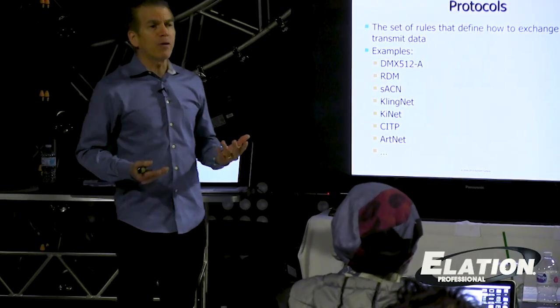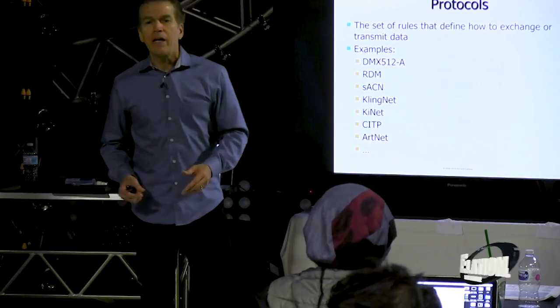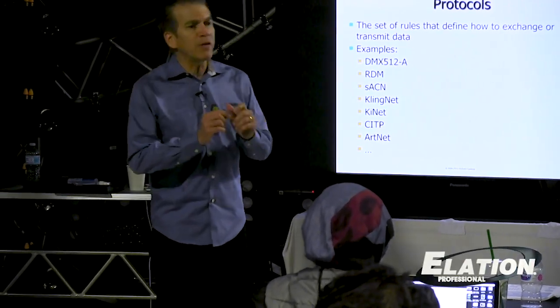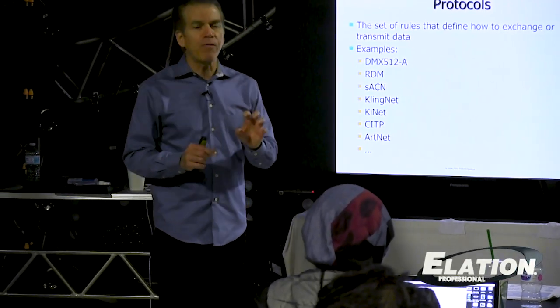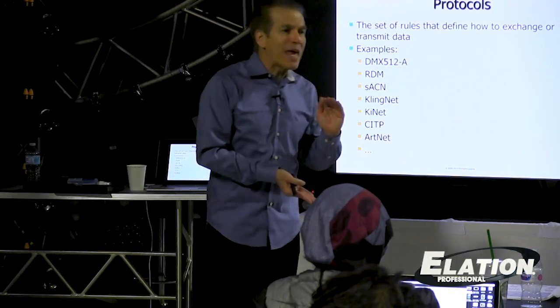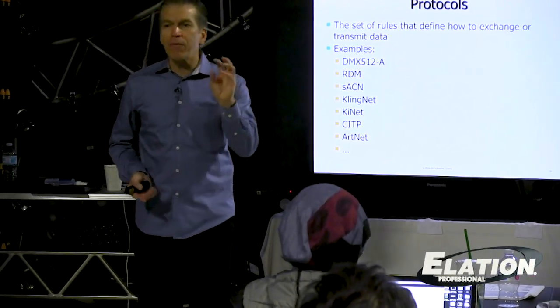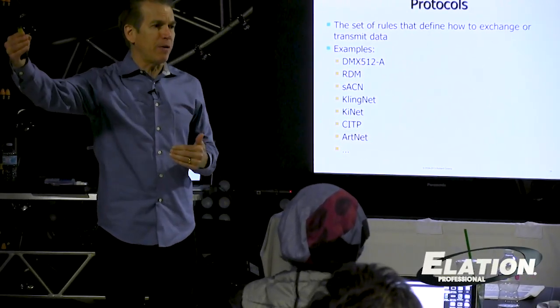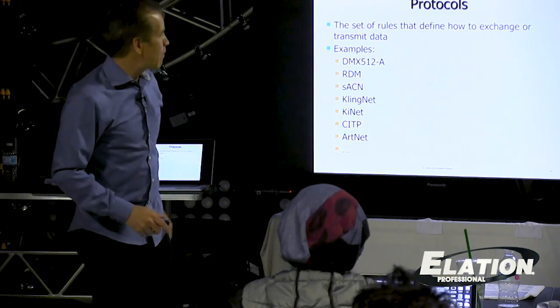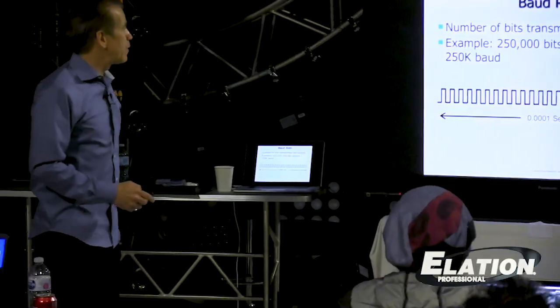And then there are open protocols like ArtNet and CITP. CITP is a way of streaming thumbnails of media server files to a console so that instead of having a file name or number, you actually get to see what the media looks like before you select it and put it up on the screen. So that's a very handy thing to have. So there are different types of protocols for different applications and purposes.